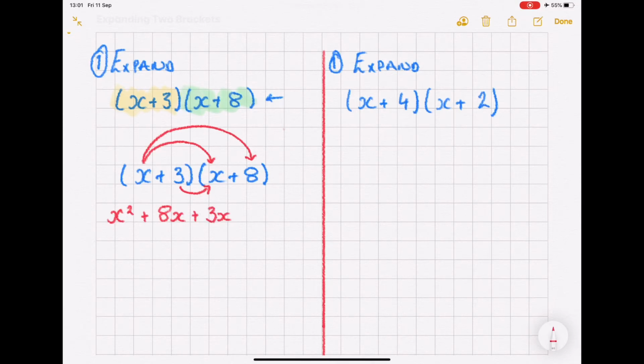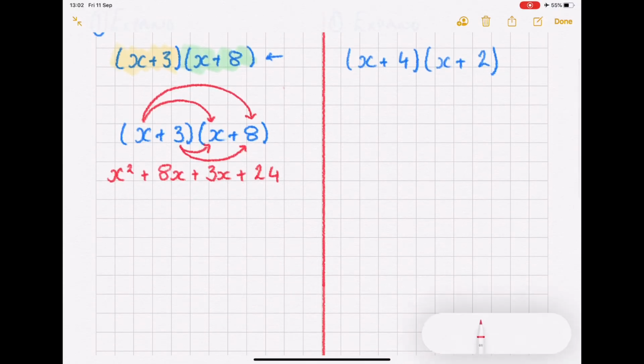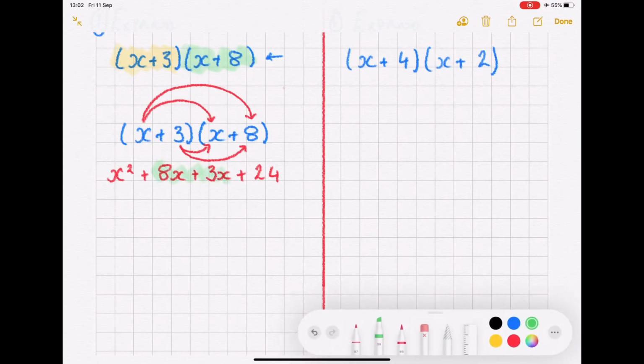And then we take our 3 and we times it by the second thing in the second bracket. So positive 3 times positive 8 is positive 24, like that. So what we've done here is we've taken everything in the first bracket and multiplied it by everything in the second bracket. But we can simplify this by adding those two together.